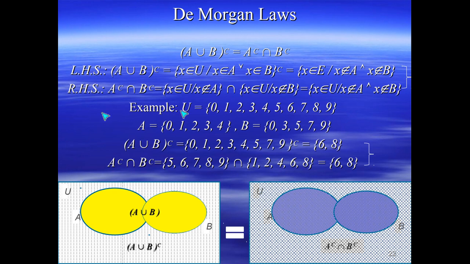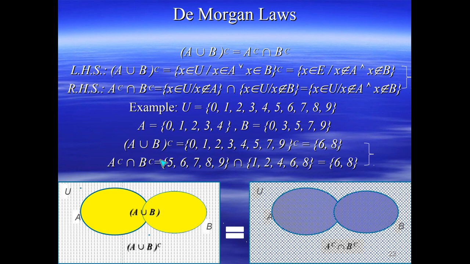And with the numerical example, again, U is the Arabic numerals from 0 to 9. A is 0, 1, 2, 3, 4. B is 0, 3, 5, 7, 9. A union B is 0, 1, 2, 3, 4, 5, 7, 9. What is its complement? From U, 0 to 9, we should just erase 0, 1, 2, 3, 4, 5, 7, 9. What remains? It remains 6 and 8. So this is the subset {6, 8}.